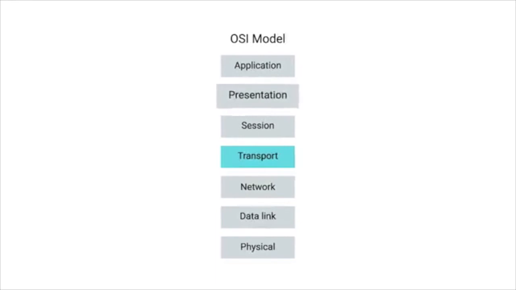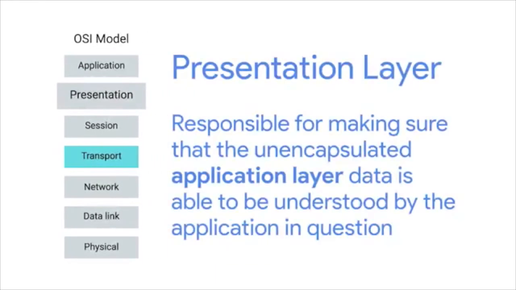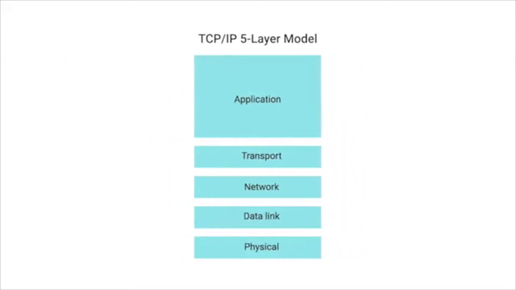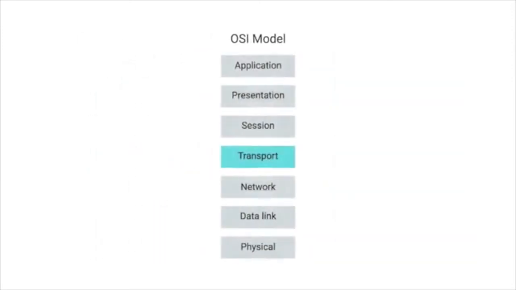The presentation layer is responsible for making sure that the unencapsulated application layer data is actually able to be understood by the application in question. This is the part of an operating system that might handle encryption or compression of data. While these are important concepts to keep in mind, you'll notice that there isn't any encapsulation going on. That's why in our model, we lump all of these functions into the application layer. We believe a 5-layer model is the most useful when it comes to the day-to-day business of understanding networking, but the 7-layer OSI model is also prevalent. No networking education would be complete without understanding its basics.